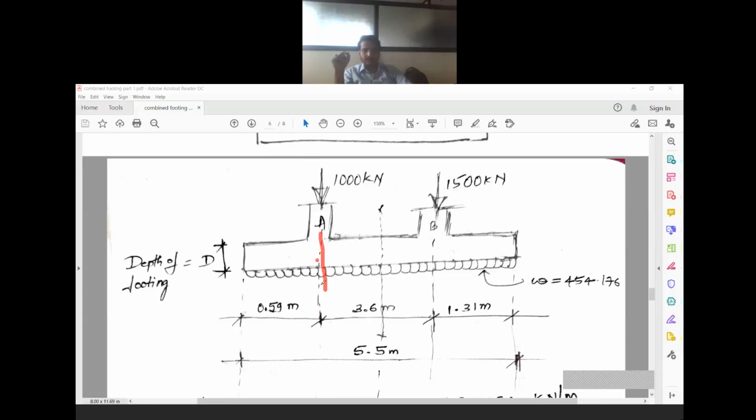So 454.176 into 0.59, the actual 0.59 square by 2 is what the moment at A is. And if we calculate the moment at B, so MB is equal to 454.176 into 1.31 square divided by 2. So these are the moments we are going to obtain.